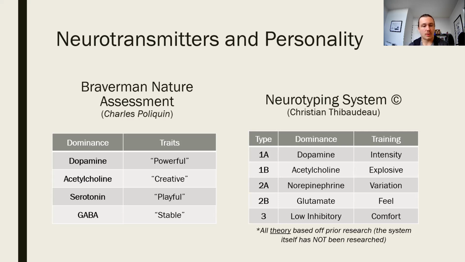Anyways, Poliquin used this assessment to characterize his athletes as either dopamine, acetylcholine, serotonin, or GABA dominant. I'm not going to go too much into how he used it, but basically the dopamine type were characterized by Braverman as being powerful. And I actually prefer the way Poliquin refers to the dopamine type. He kind of characterized them as being the frontline soldiers. So these are the types that are going to be right at the door. They're going to barge through the door, guns blazing. That's what they seek. That's what they get a thrill from. They tend to be very extroverted, impulsive.